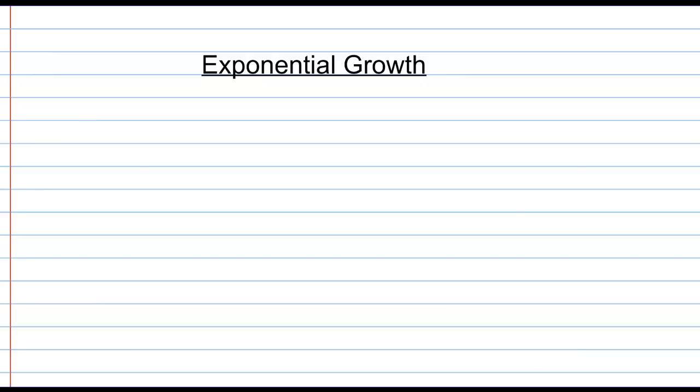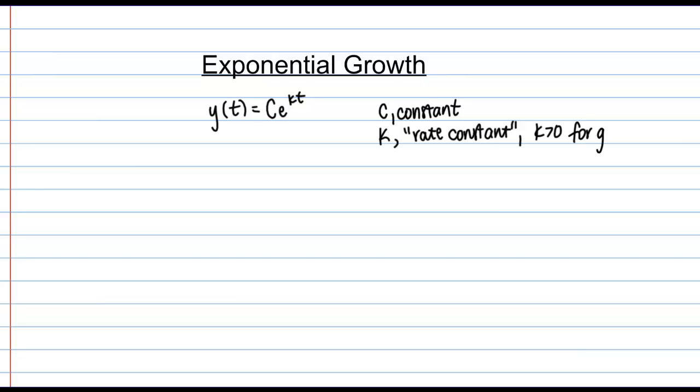Let's talk about exponential growth. Exponential growth equations have the following form. Y of t equals c e to the kt, and here c represents some constant, which we'll talk more about in a few minutes, and then k, which we'll call the rate constant, is greater than 0 for exponential growth.